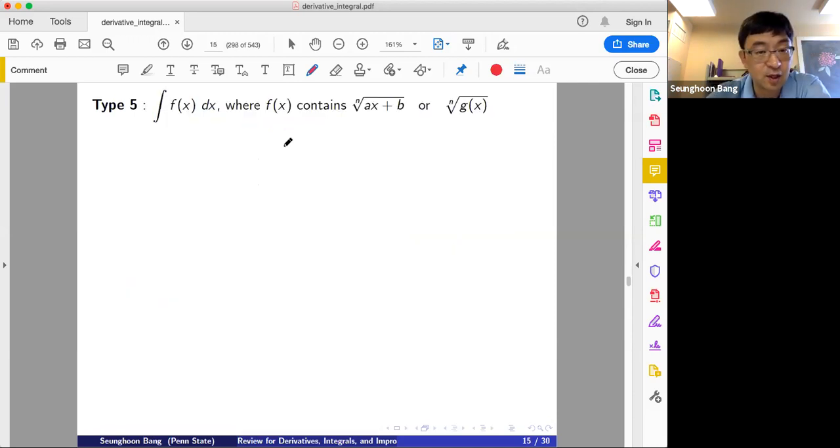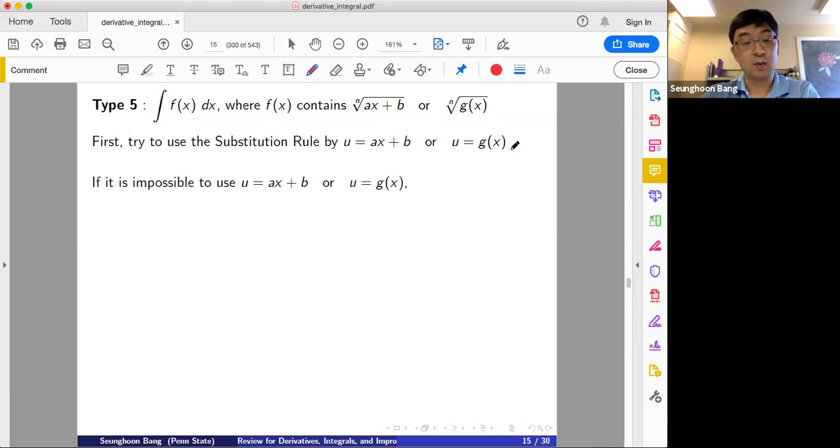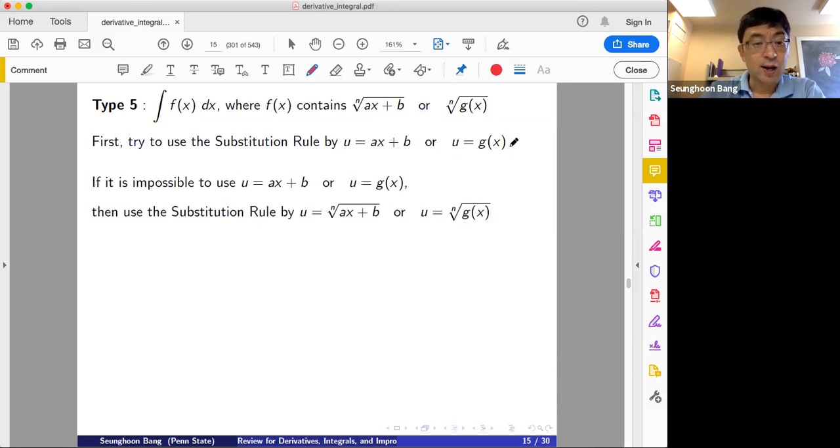Type 5: integral f of x dx, where f of x contains the nth root of ax plus b or the nth root of g of x. First, try to use the substitution rule, with u equal to the inner function ax plus b or g of x. But if that fails, you can use another u substitution: this whole thing is u. This is the idea. Summary.